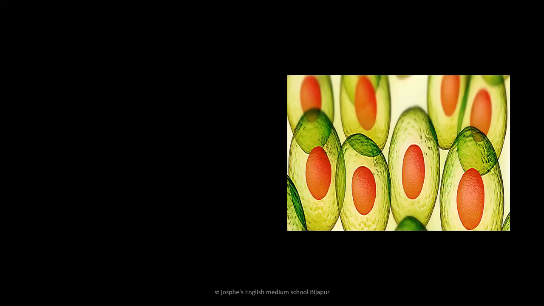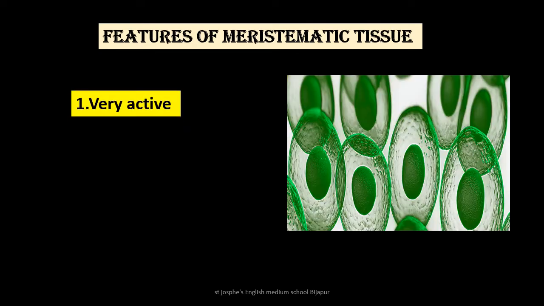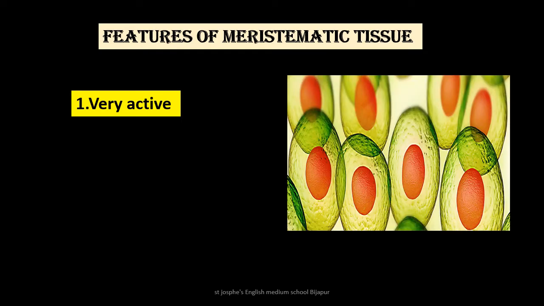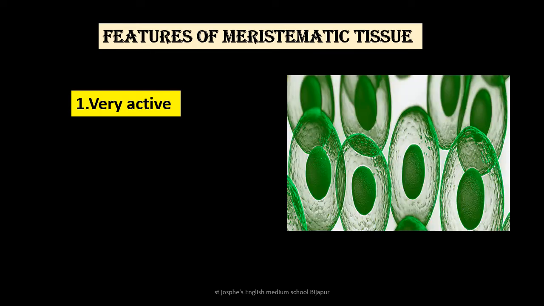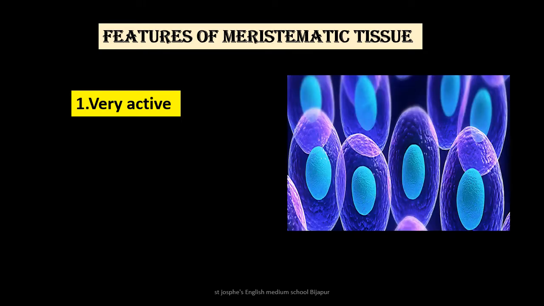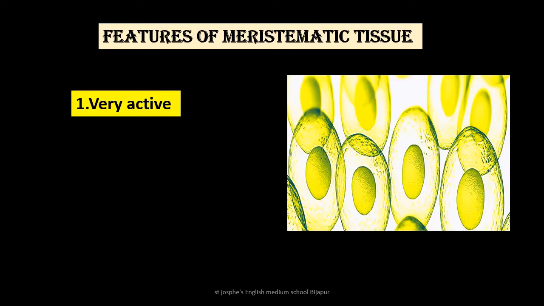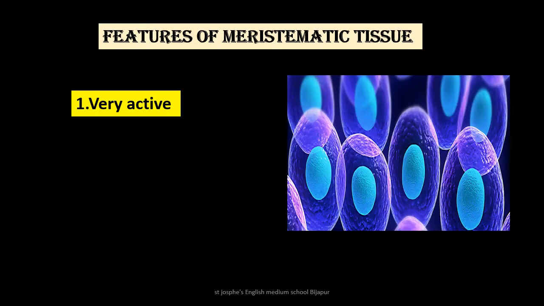Now let us learn about the characteristic features of meristematic tissue. As you see in the picture, these are the meristematic cells, the group of cells which have formed the tissues. If you observe it clearly, you will see that they have three prominent parts. The first is the borderline, which is the cell wall. The inner jelly-like material or transparent liquid-like material is nothing but the cytoplasm, and in the center a dark spot, this is the nucleus.